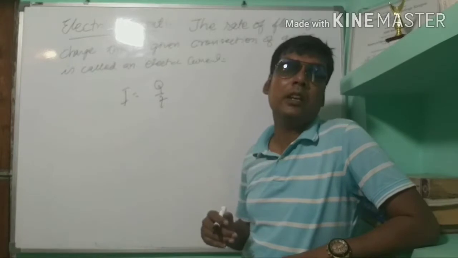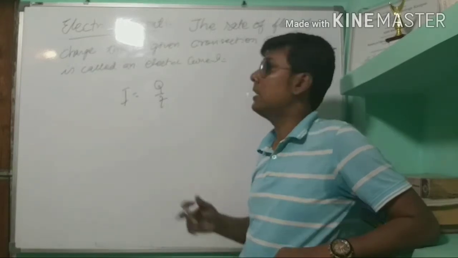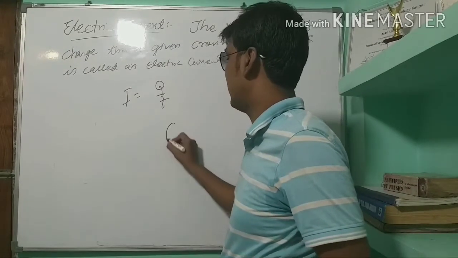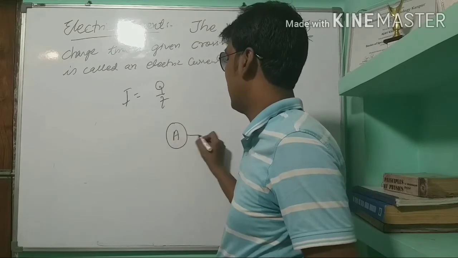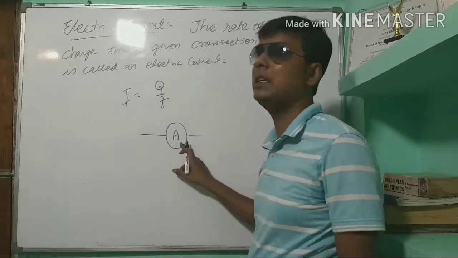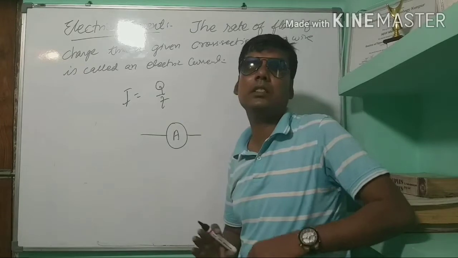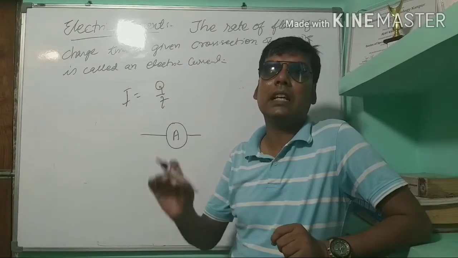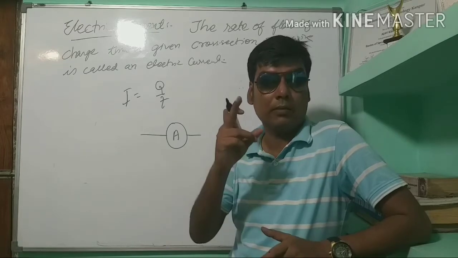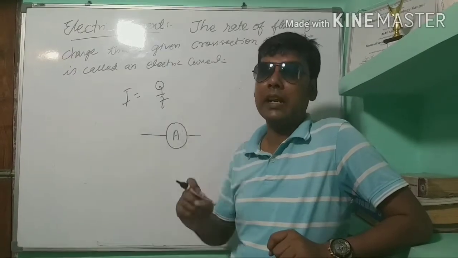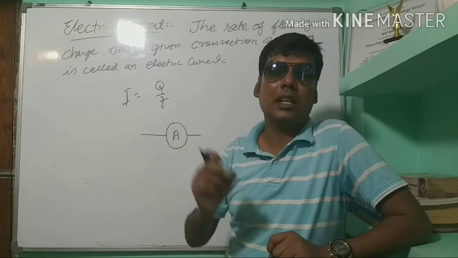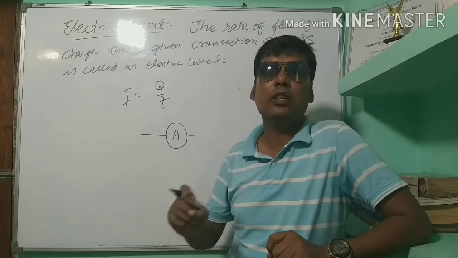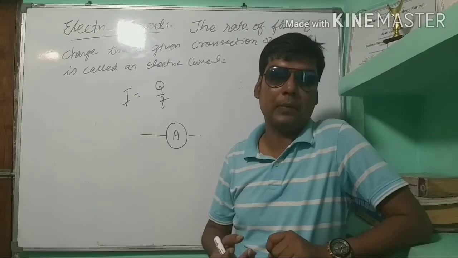And an instrument by which we measure electric current is the ammeter, and the symbol of ammeter is a circle with A written in between. And this ammeter is connected in a circuit in series, not in parallel. Mind it. Always connect an ammeter in a circuit in series to measure current.